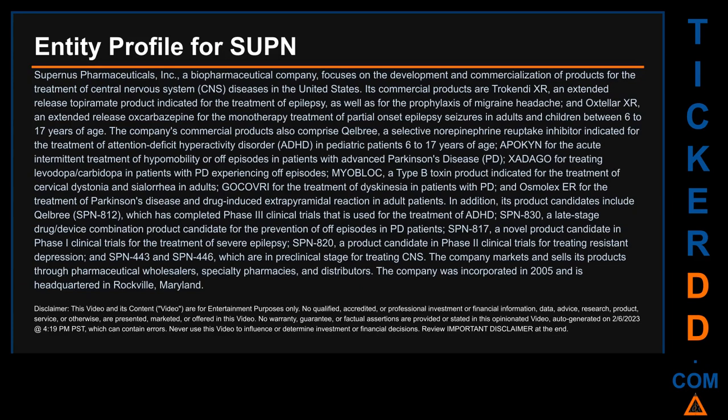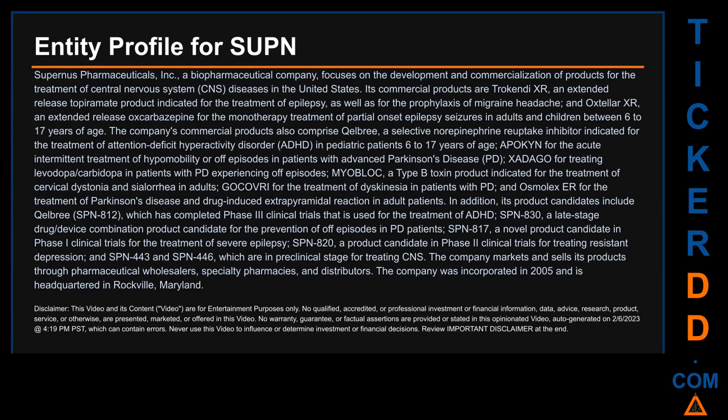Supernus Pharmaceuticals, Inc., a biopharmaceutical company, focuses on the development and commercialization of products for the treatment of central nervous system (CNS) diseases in the United States. Its commercial products are Trokendi XR, an extended-release topiramate product indicated for the treatment of epilepsy, as well as for the prophylaxis of migraine headache, and Oxtellar XR, an extended-release oxcarbazepine for the monotherapy treatment of partial-onset epilepsy seizures in adults and children between 6 to 17 years of age.